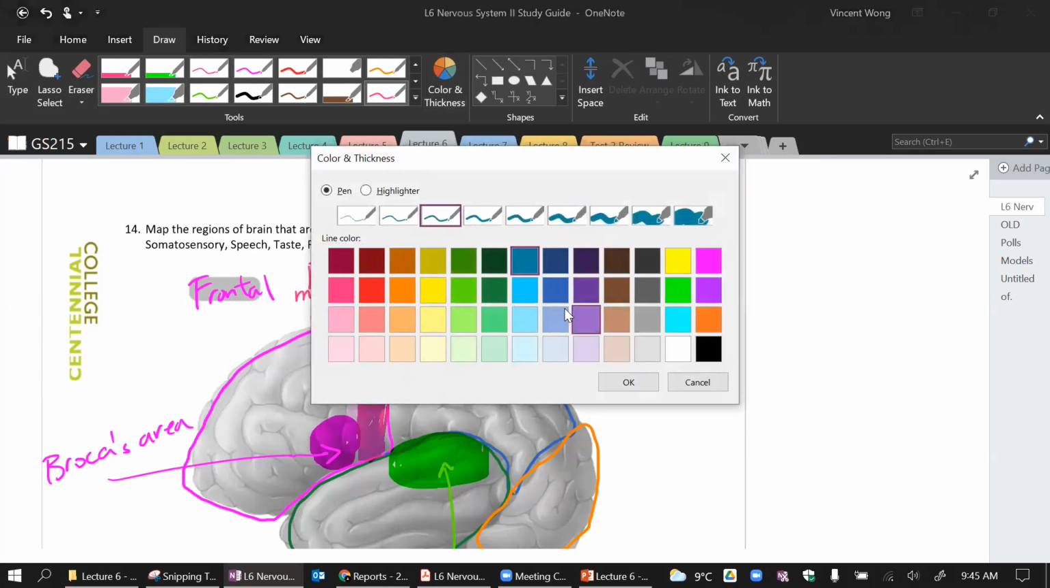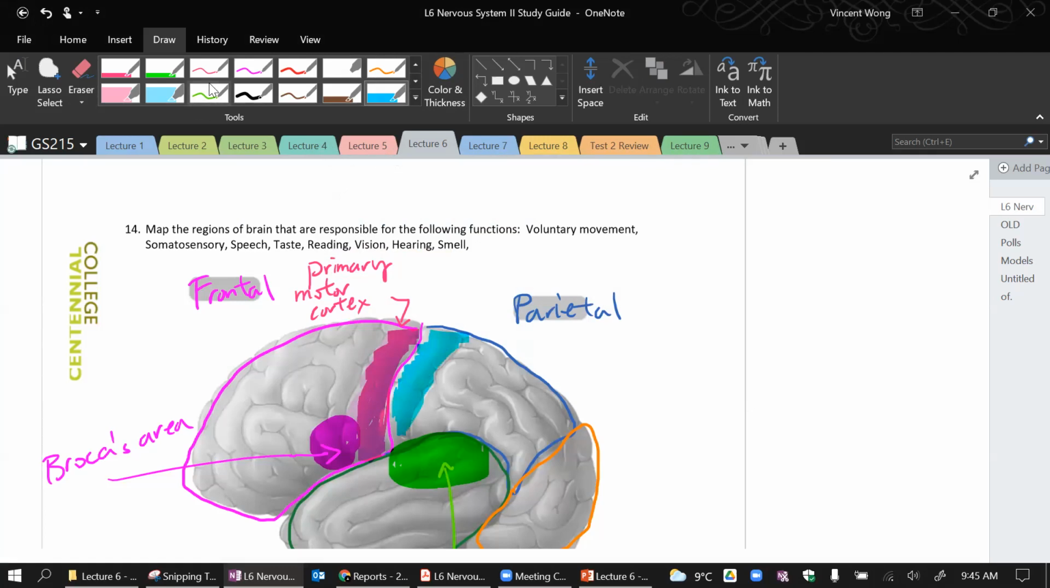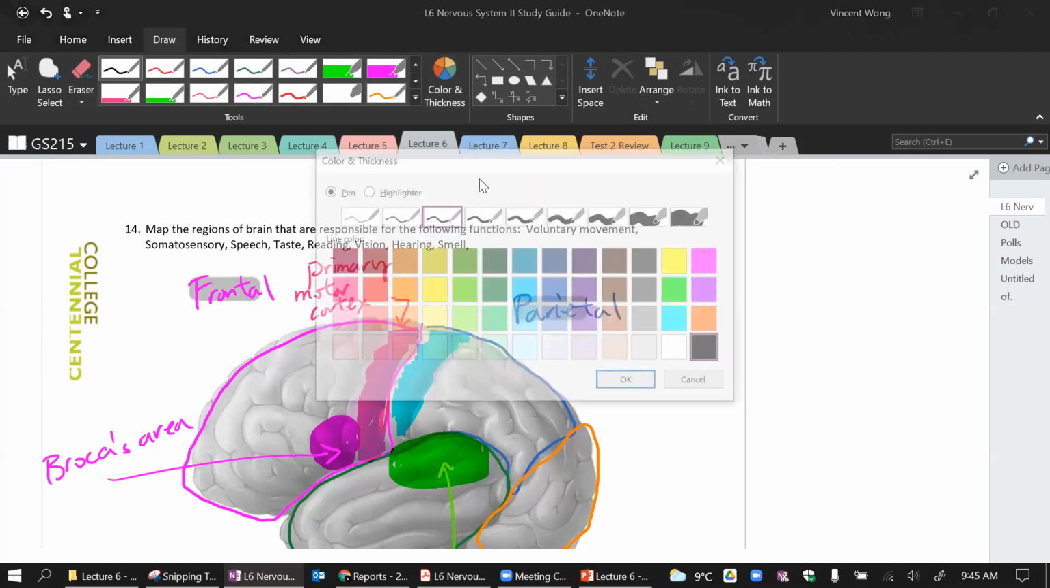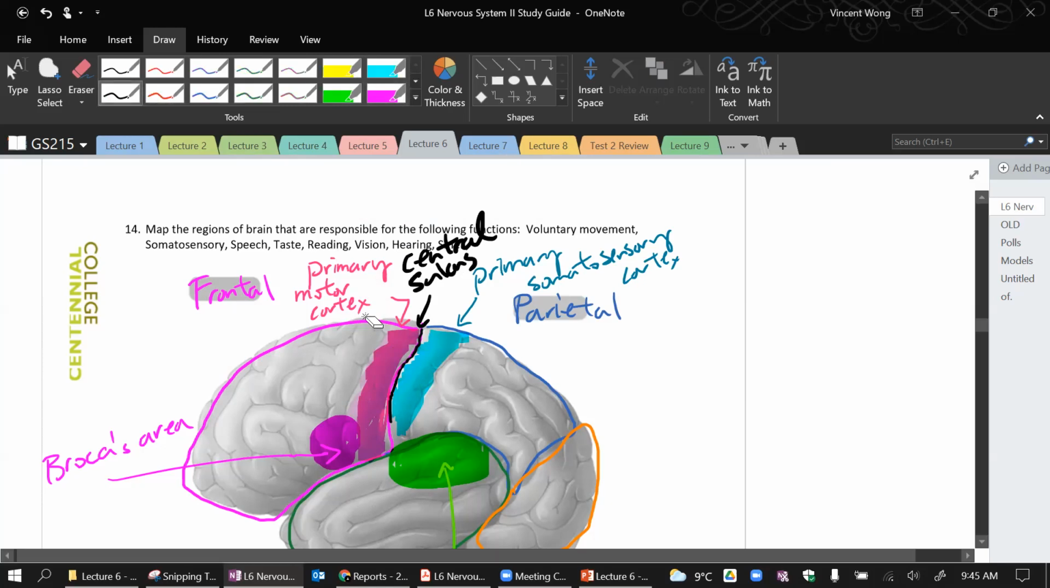And right behind it, in the parietal lobe, this is the primary somatosensory cortex. Okay, there's a fissure here. There's a groove that separates the two. This is called the central sulcus.